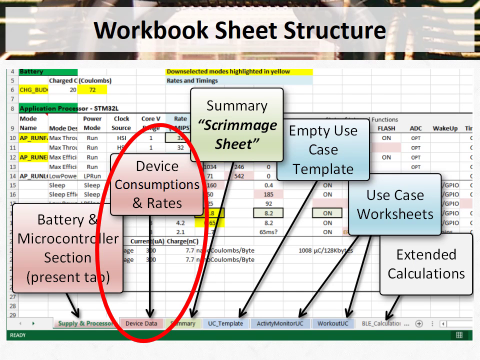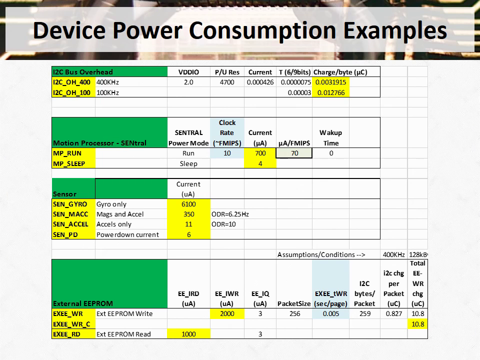Next is the device consumptions and rates worksheet. This slide shows just a portion of the device power consumption worksheet. Many more devices and functions exist in rows below the ones shown here. As you can see, I've created names for the various device functions and events in much the same format as shown in the first section.